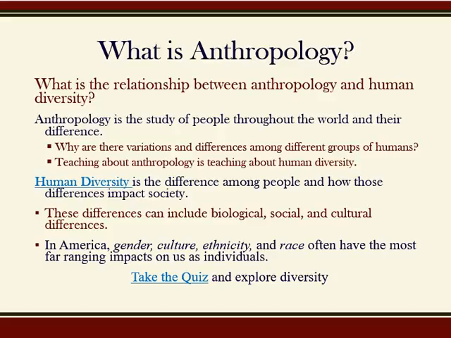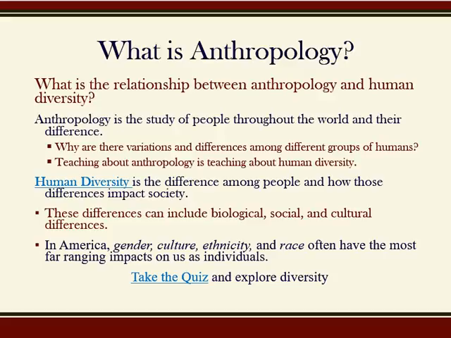They teach about human diversity. So anthropologists actually teach about the differences among people, and that's what human diversity is. It's the differences among people, but it's also how those differences impact society. Some of those differences may include biological, social, or cultural differences. In America, gender, culture, ethnicity, and race often have the most far-ranging impacts on us as individuals. It's the way we categorize people.